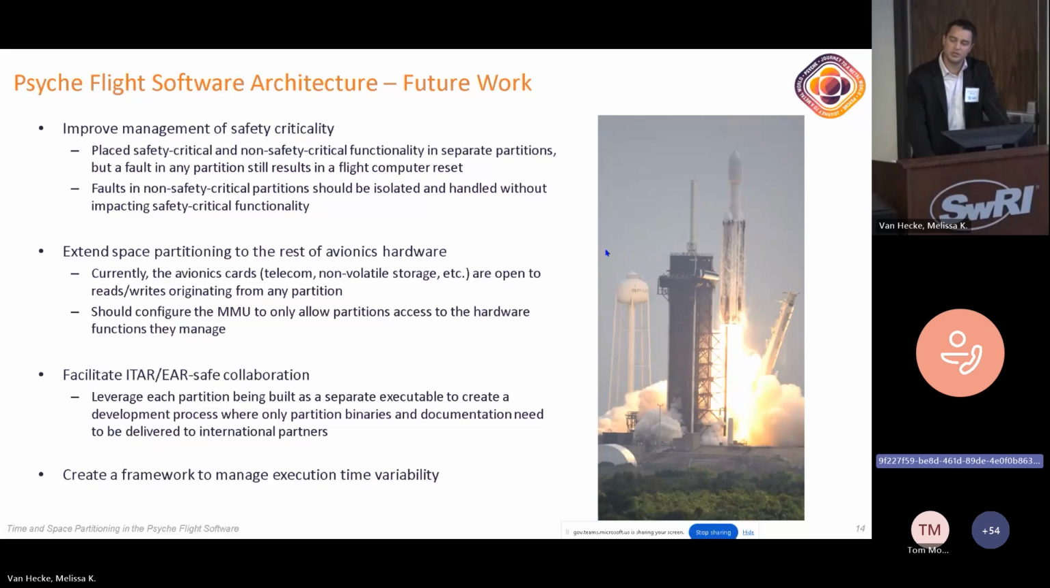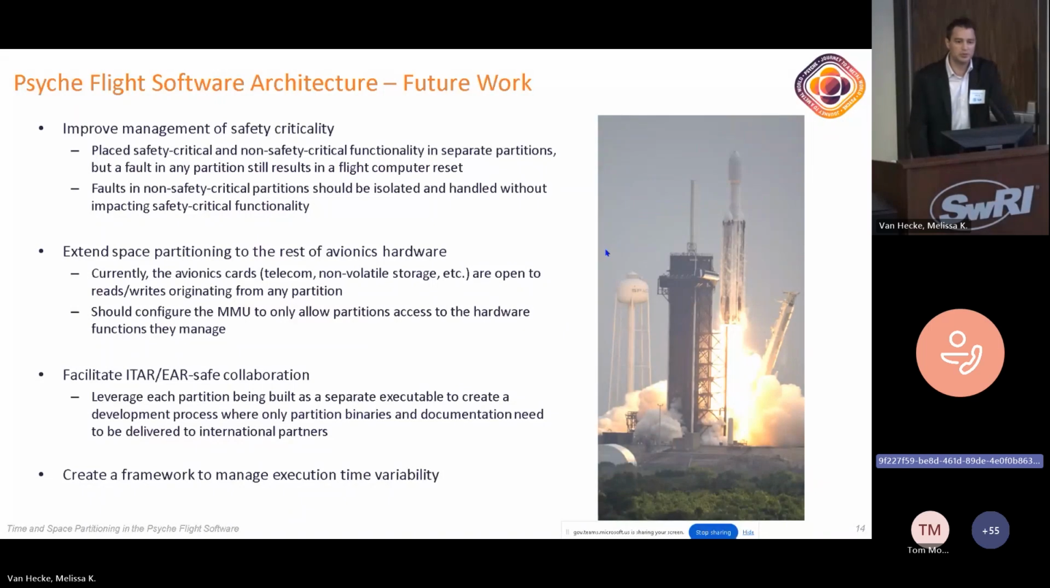Also, we have space partitioning in our flight computer memory, but we didn't extend it to the rest of our avionics hardware. So if one partition is using a particular hardware function, the other partition could interfere with it. We know how to extend it. It's something we plan to do, but it just kind of fell off the plate in the run-up to launch.